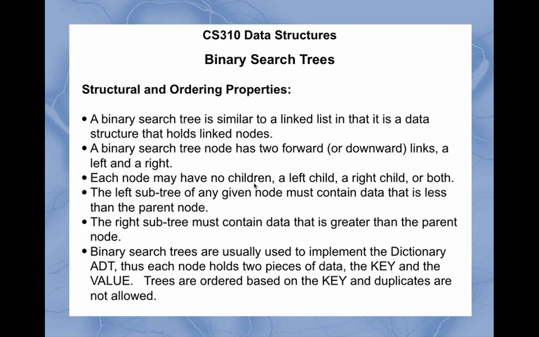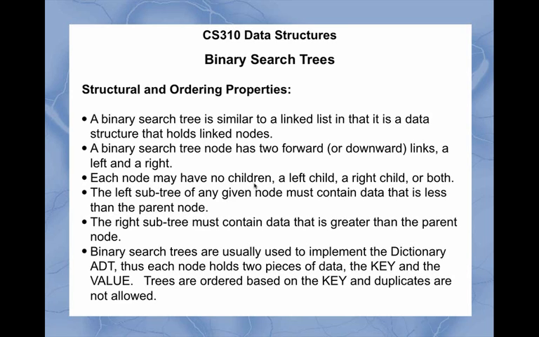The structural and ordering properties are as follows. The binary search tree is like a linked list in that it has data and linked nodes. However, the binary search tree has two forward or downward links, a left and a right. Each node in the tree may have 0, 1, or 2 children. That is, it can have no children, it can have a left child, or it can have a right child, or it may have both.